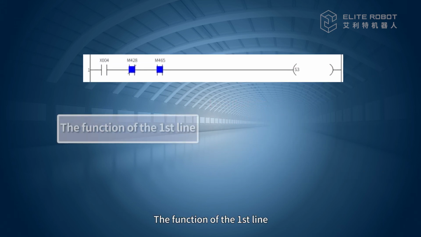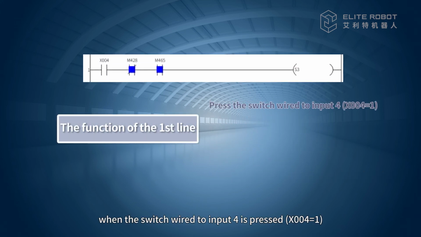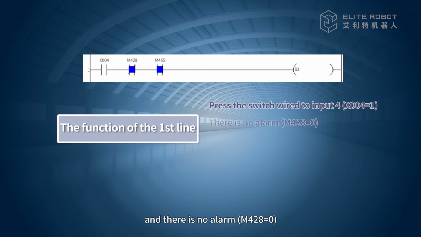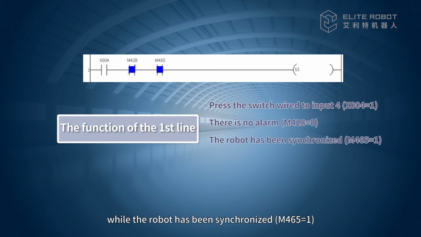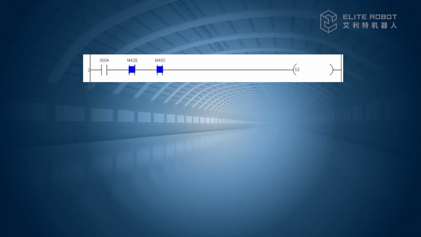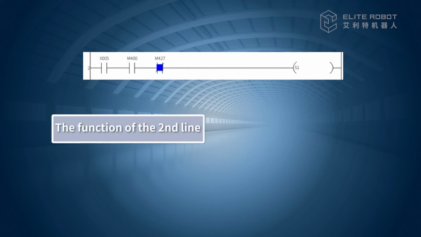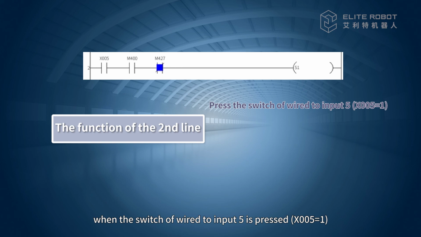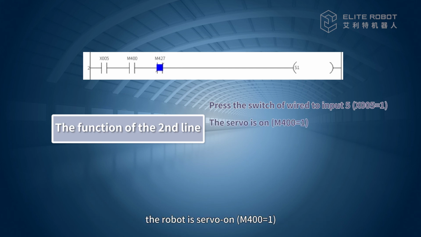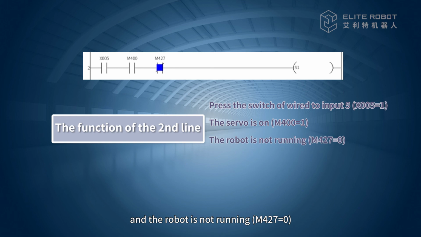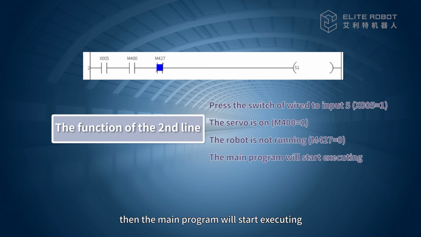The function of the first line: when the switch wired to input 4 is pressed, and there is no alarm while the robot has been synchronized, the servo will be enabled. The function of the second line: when the switch wired to input 5 is pressed, the robot is servo on and the robot is not running, then the main program will start executing.